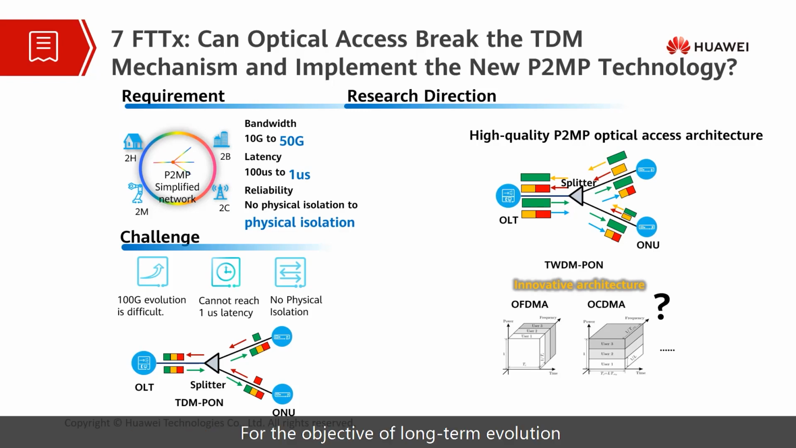For the objective of long-term evolution for optical access networks, our current research direction in the industry actually focuses on innovative architectures and learning technologies used in wireless networks, for example, multiple access technologies. Like in wireless, we can use OFDMA and OCDMA. So we can learn this multi-access technology from wireless to improve the network capacity and implement hard isolation between the different services.